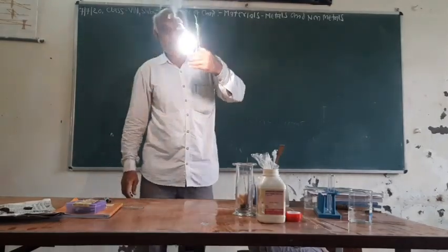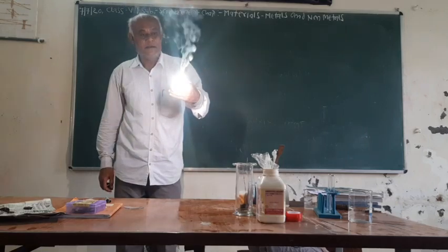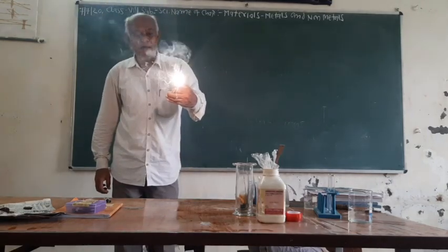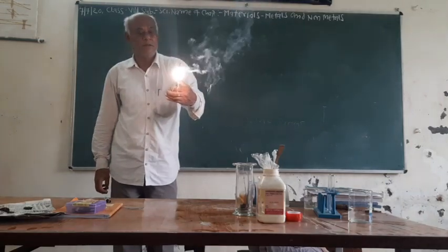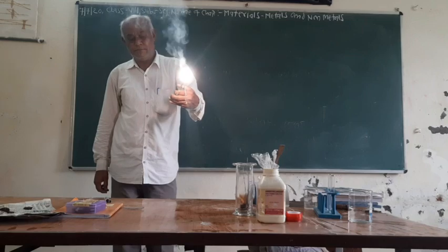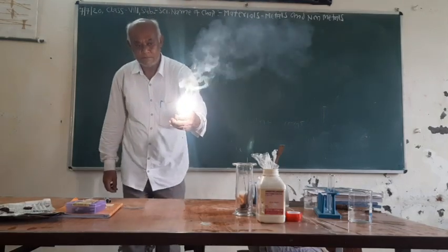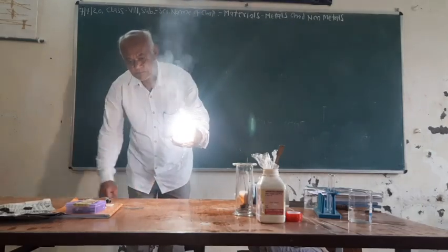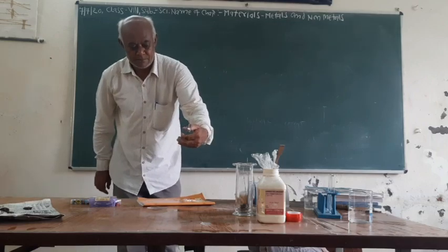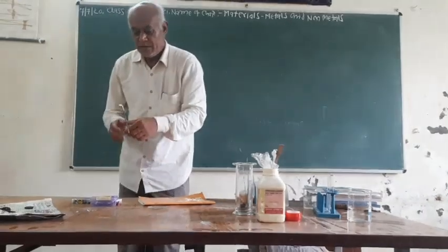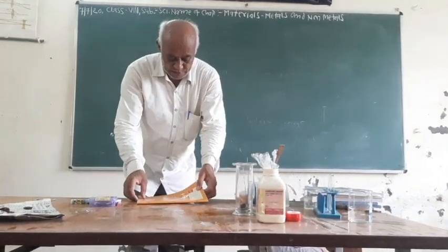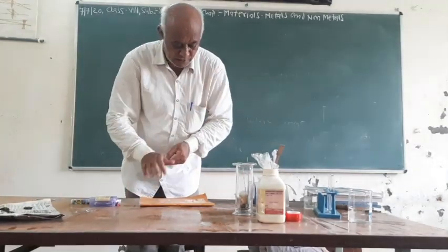So you know that magnesium is burned in the presence of air with a bright white luminous light and turns into ash. The magnesium ribbon is completely burned and turned into white ash. The ash we collect in a watch glass.